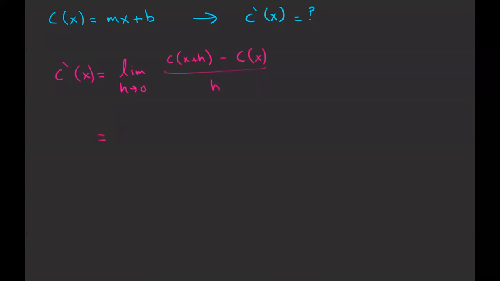And if I plug in for C, I'm going to get m multiplied by, and now not an x, but an x plus h. So x plus h is my input. So everywhere that I see an x, I replace it with an x plus h. And then here I just have mx plus b. Be careful here. I like to put some parentheses around all this just to make it very clear.